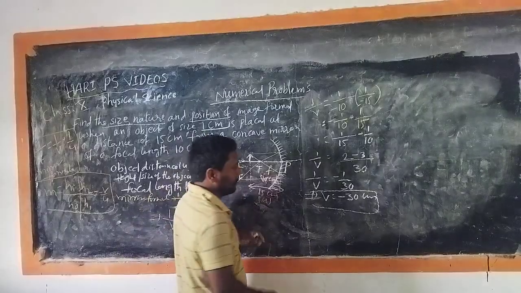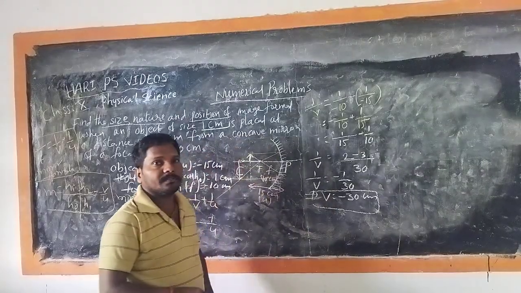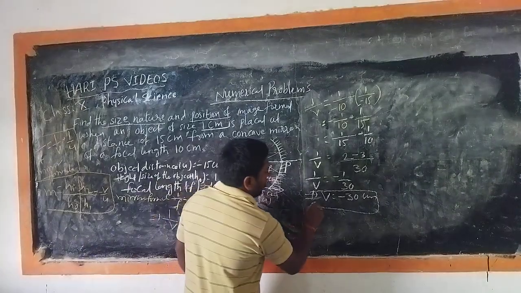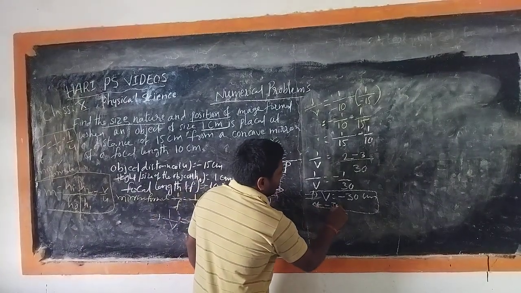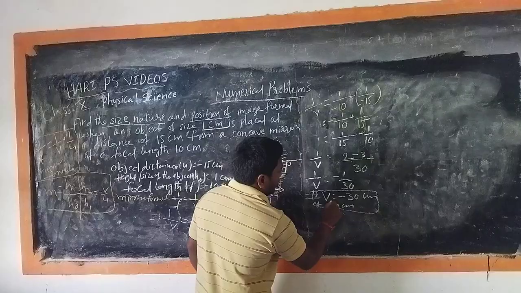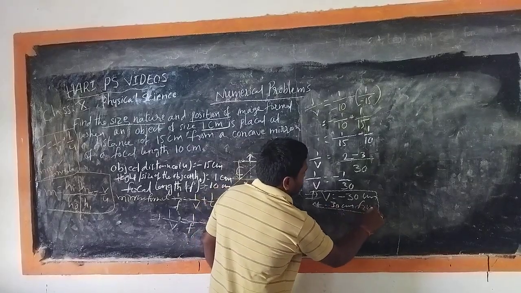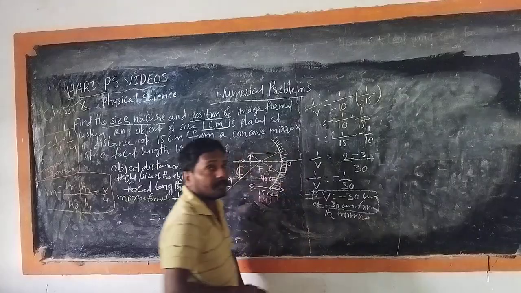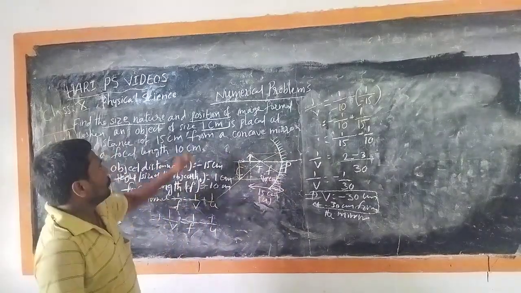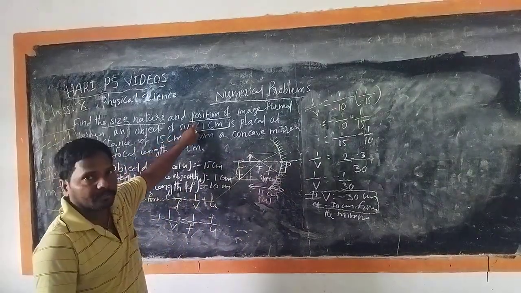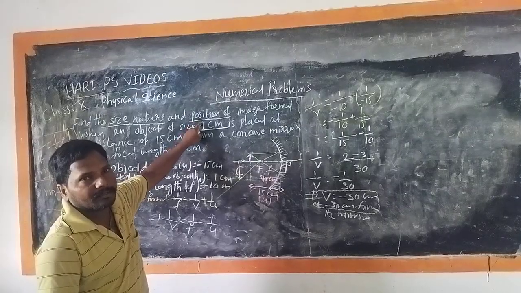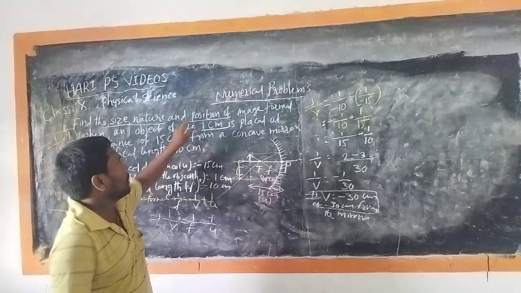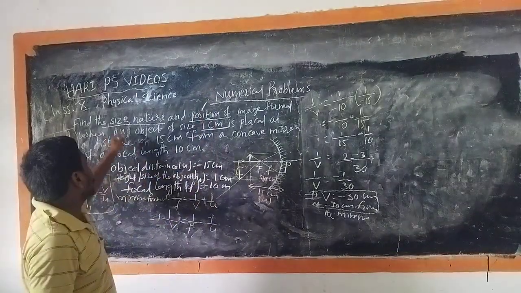Minus 30 centimeters. So what is the position of the image? The image is formed at 30 centimeters from the mirror. So we found the position of the image. The image is formed at 30 centimeters from the concave mirror. Position completed.